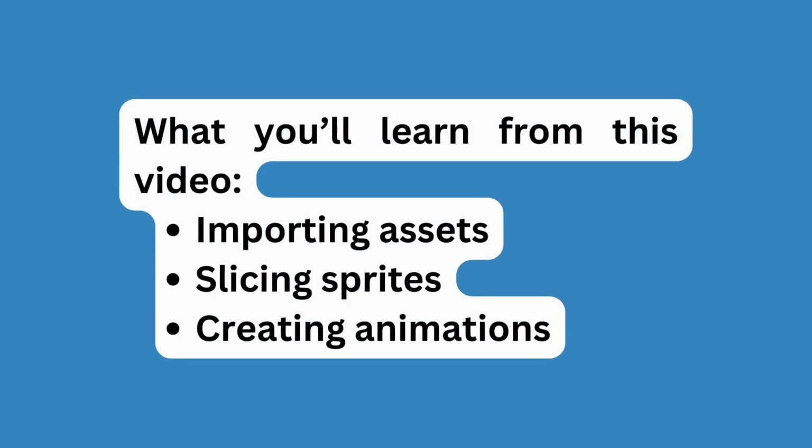In this section, we'll explore the topics covered in this tutorial. First up, we have importing assets. You'll discover how to import images into your Unity project, and we'll show you how to organize them for easy access. Next, we'll tackle slicing sprites. This is a key technique for creating multiple smaller sprites from a single image. These smaller sprites can then be used for animations and sprite sheets, which are essential for efficient 2D game development.